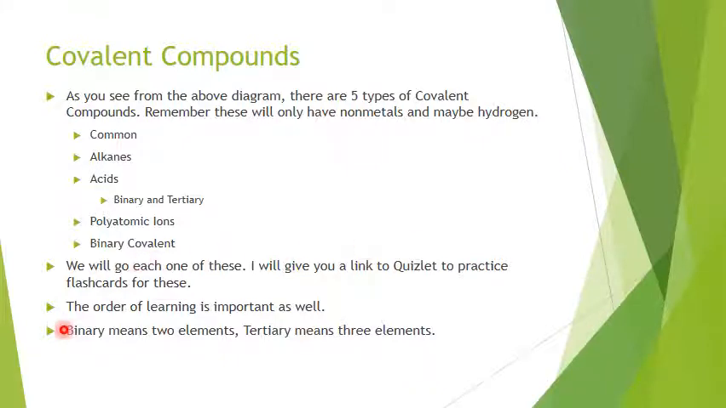All right. The order that I present them is also important, at least the way I like to think about it. Now, one of the key things right off the bat is whenever you hear the word binary, it means it just has 2 elements in it. And if it says tertiary, it means it has 3 elements in it. Now some of these, like the commons and alkanes, might have 2 or 3 elements in them, but we don't call those binaries. They have their own special names.